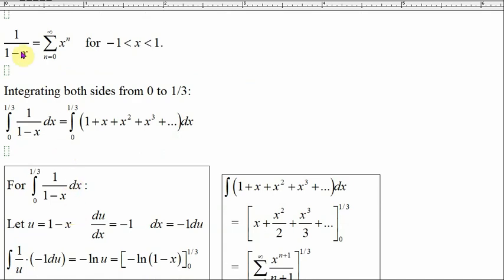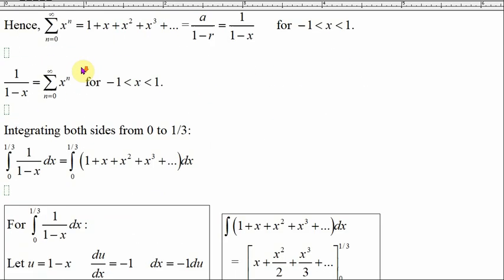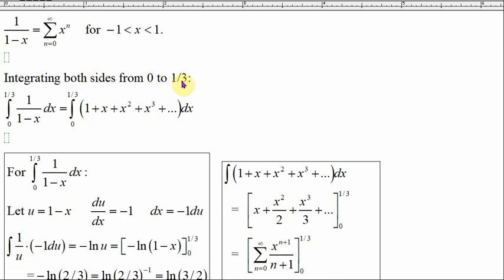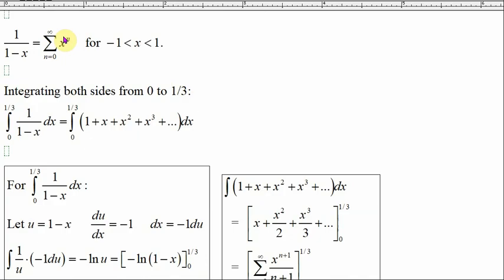Now what I want to do here is integrate both sides of this equation from 0 to 1/3. And why 1/3? The reason is that the infinite series here involves 1 over 3, and so that's why I'm using 1/3. And the right side is the same as 1 plus x plus x squared plus x to the third, and so on.